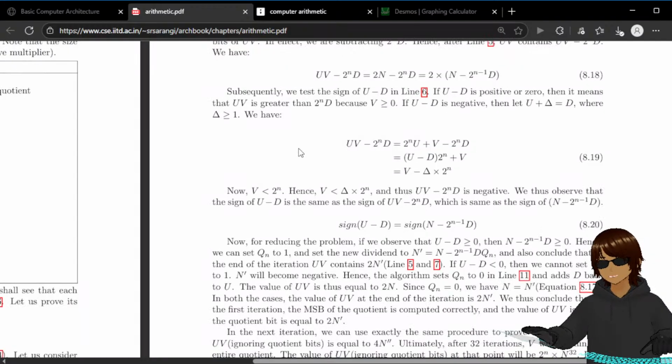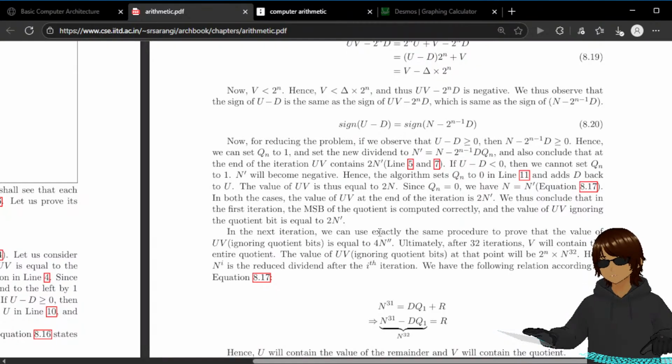Hence, v is less than delta times 2 to the power of n. Thus, UV minus 2 to the power of n d is negative. We thus observe that the sign of u minus d is the same as the sign of UV minus 2 to the power of n d, which is the same as the sign of 2n minus 2 to the power of n minus 1 d.